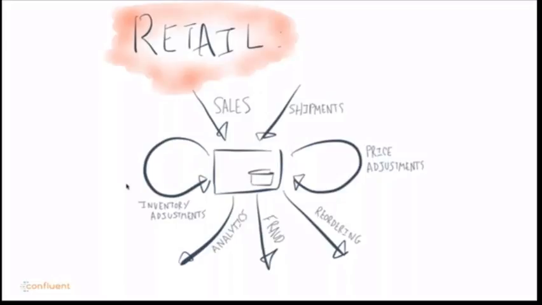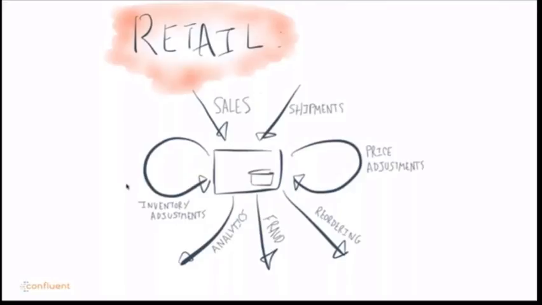Take price adjustments. When do I need to raise the price on something? Well, I need to do it as it's selling out. So I need to adjust to the sales and the shipments. I need to compute the inventory I have on hand. If that gets low, I probably want to reorder, and maybe I want to raise the price a little bit. And I want to do that quickly so I don't sell out of all the products I have.